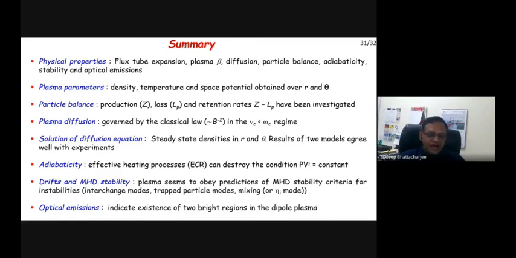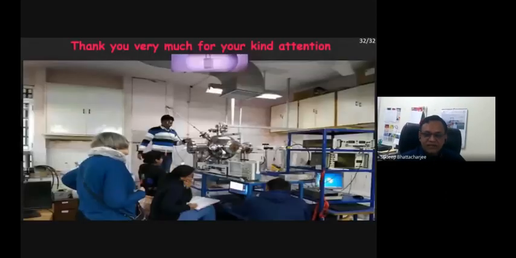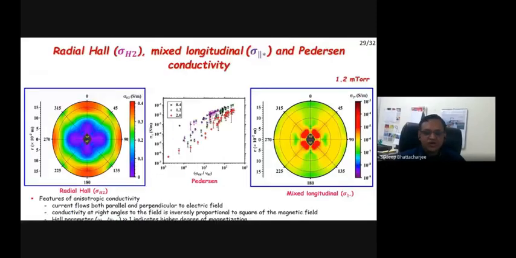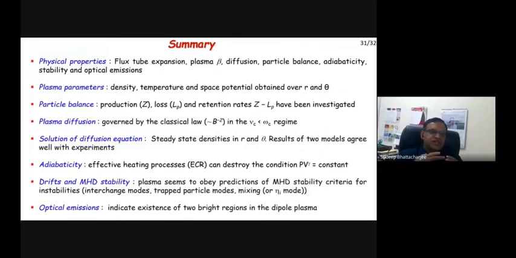I talked about the adiabaticity condition, where PV to the power gamma is supposed to be a constant for dipole confinement. That also decides the stability criterion. And we found that as we go to higher pressure, adiabaticity is better maintained, as we saw here. Maybe if you go to still higher pressure, it will be a flat line here. But as you go to lower pressure, because the electron cyclotron resonance becomes more effective, adiabaticity is disturbed. I did not get time to talk about drifts and MHD stability, so I have skipped that.